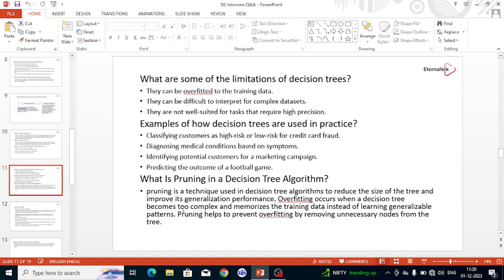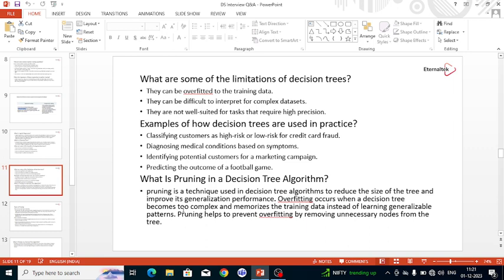Now, examples of how decision trees are used in practice. So in real-time experience, how are decision trees used? For customer risk, like credit card fraud, high risk or low risk classification, we use the decision tree. In the medical field we also use the decision tree, and in marketing campaigns we use it to predict the outcomes, and even the outcomes of a football game. Overall, we can use the decision tree in all areas.